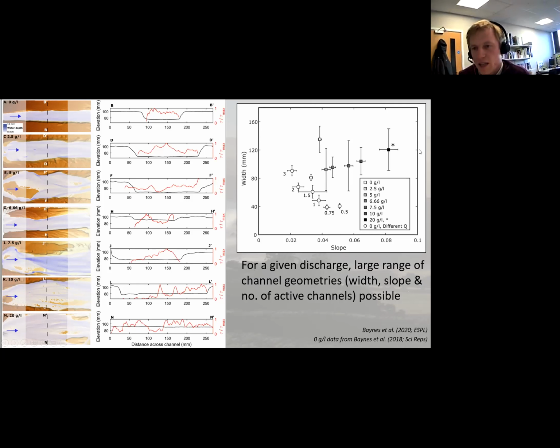What's interesting from this plot is the wide range of possible width-slope configurations that we get with just a single water discharge. So all these square points are at a constant water discharge, just changing the sediment supply, and we get this big range in width-slope space, which I think is quite interesting and important for thinking about how we use channel geometry for reconstructing paleo conditions, for example.